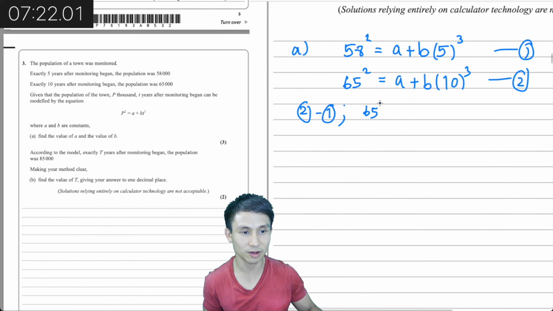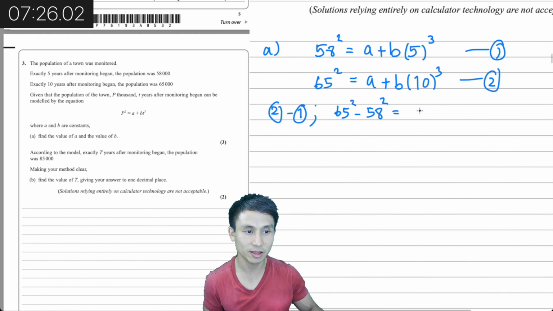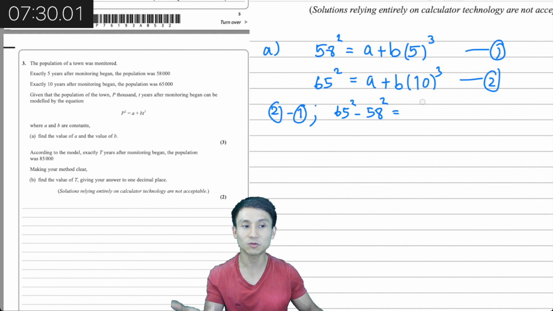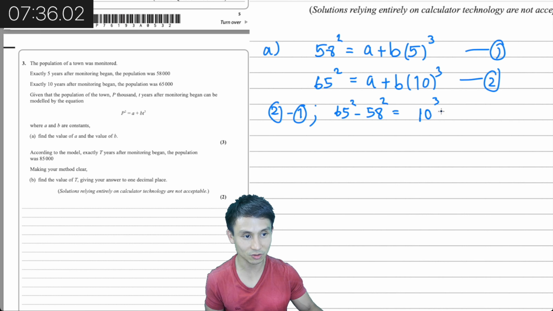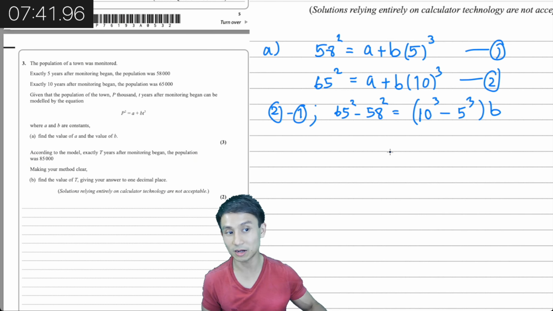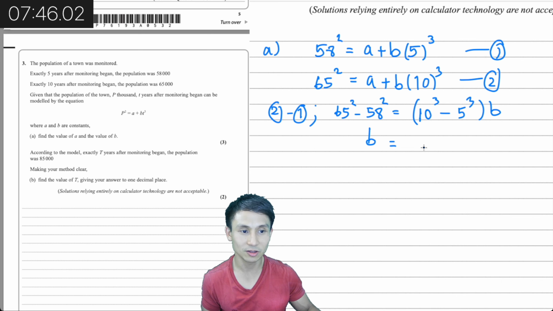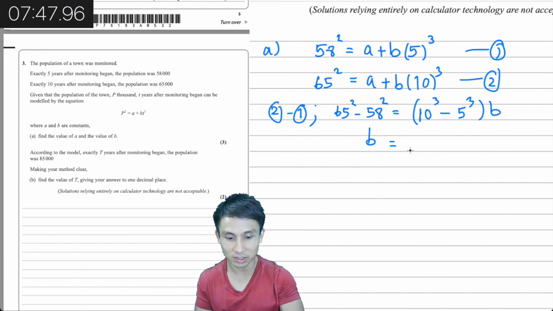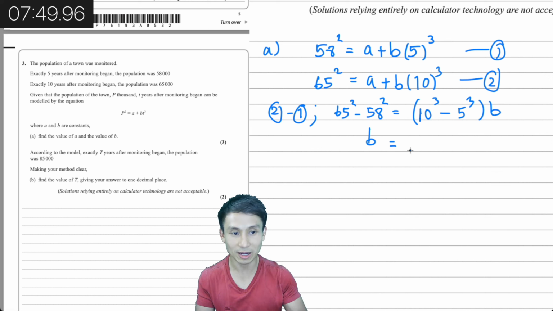So this is 65 squared minus 58 squared equals, A would cancel. Then if I factorize B out, it would be 10 cubed B minus 5 cubed B. So it's 10 cubed minus 5 cubed, all multiplied by B. I just factored B out, if you can imagine that. So B in this case, let me show it in the calculator.